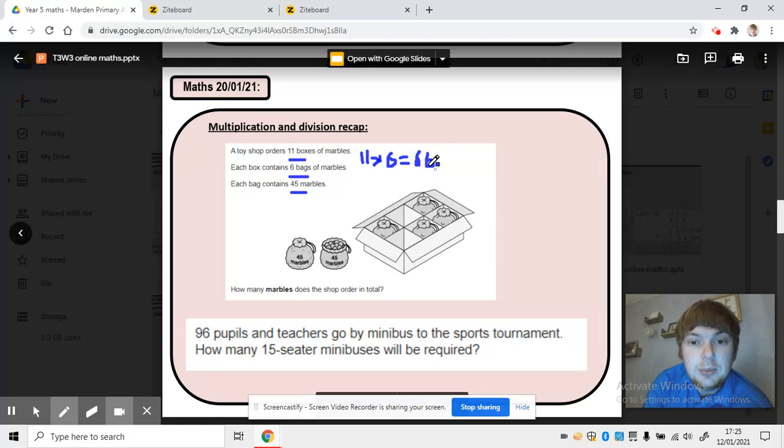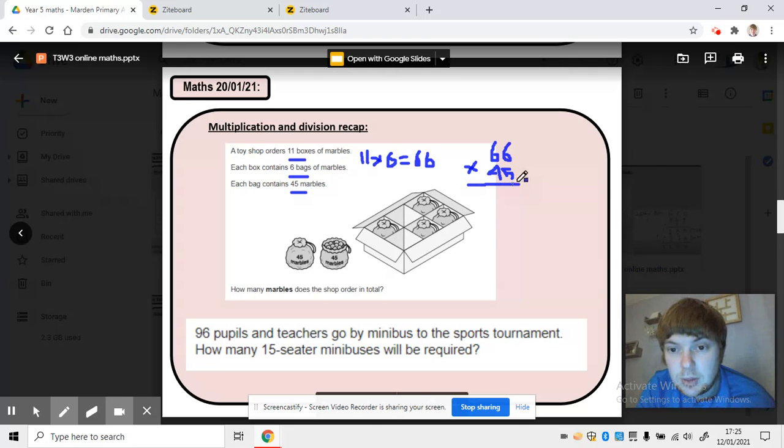And then we've got 66 bags and each bag has 45 marbles, so to find our total marbles, we're going to need to do 66 multiplied by 45. And this is where our confidence in our multiplication method comes in, because our first step here, we're going to have to do 5 multiplied by 66, or we'd call it here 66 multiplied by 5.